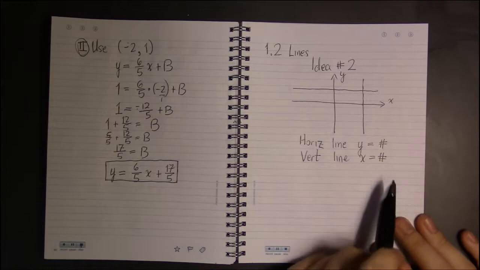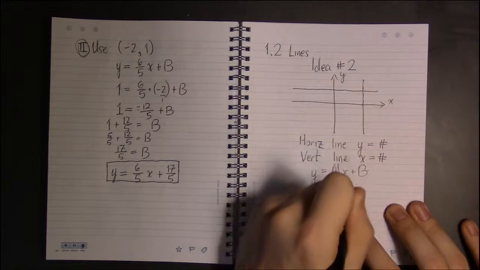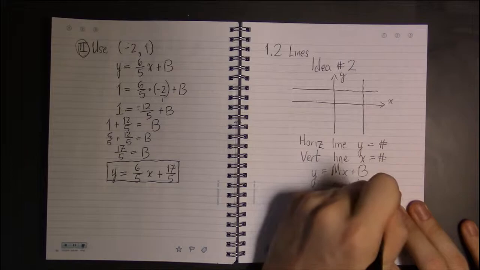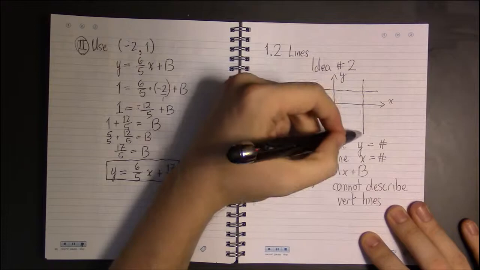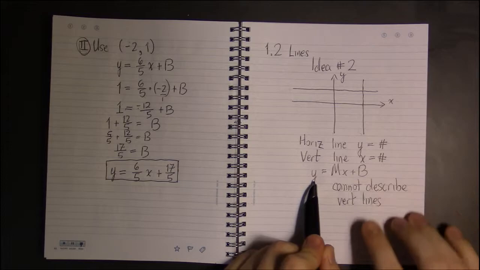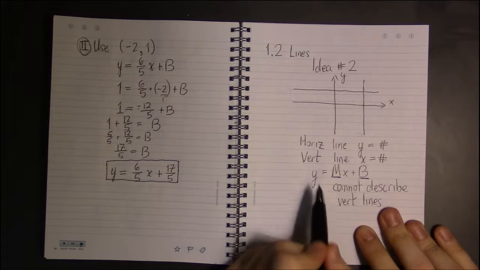So, the trouble is that y equals mx plus b can't describe vertical lines. By that, I mean there's no way to write a vertical line in this form, simply because the only things you're allowed to replace are m and b. You can't replace or get rid of y.